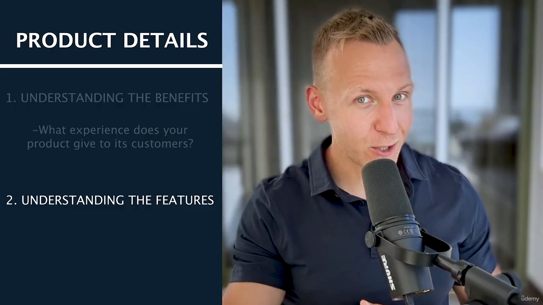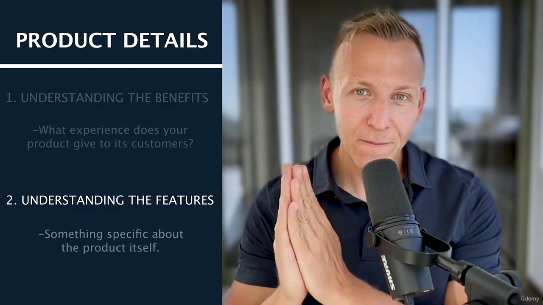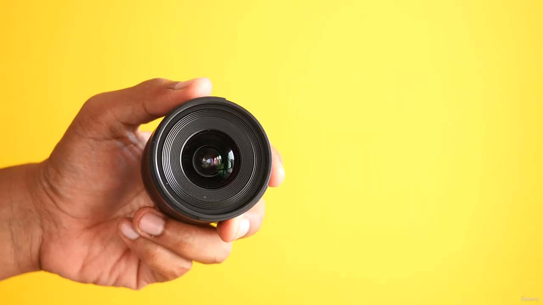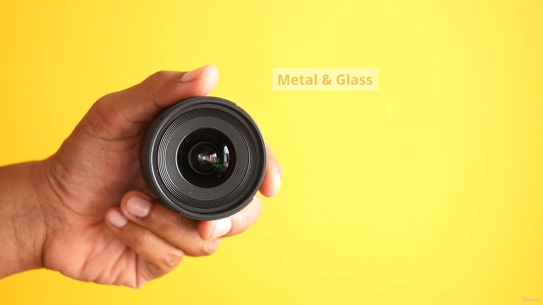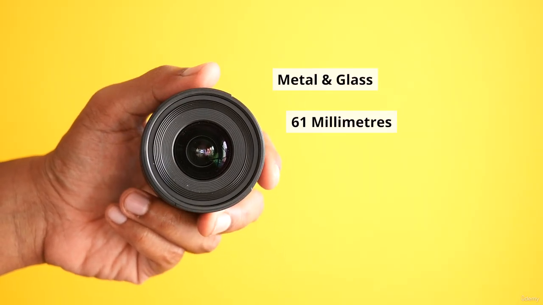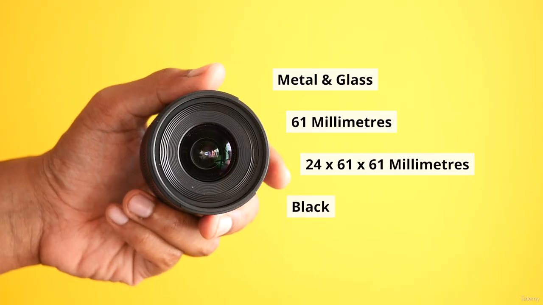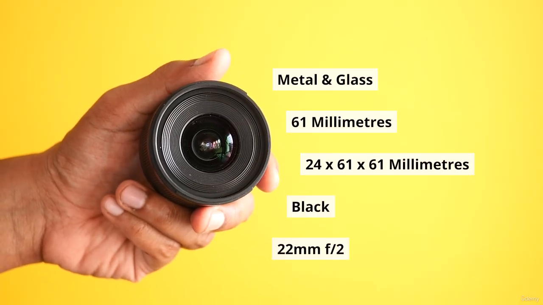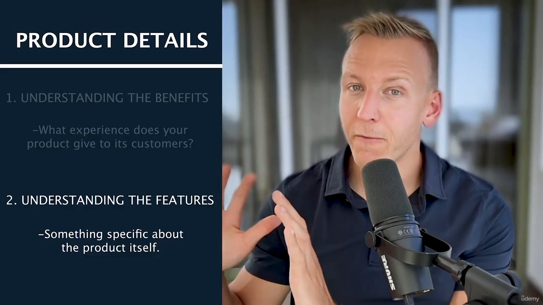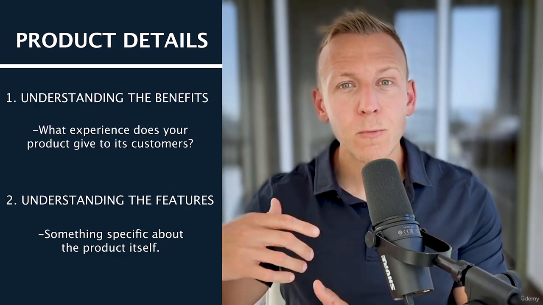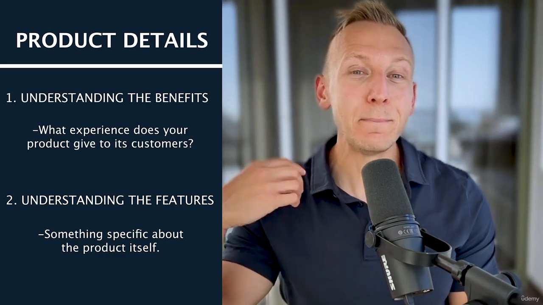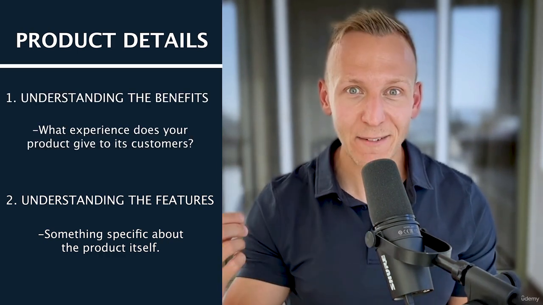Now, a feature is not an experience. A feature is something specific about the product itself. So a product's feature could be what it's made of, how long it is, the dimensions of it, what color it is, what size it is, etc. Features are very specific about the product, while benefits are about what experiences the product can give the customer.